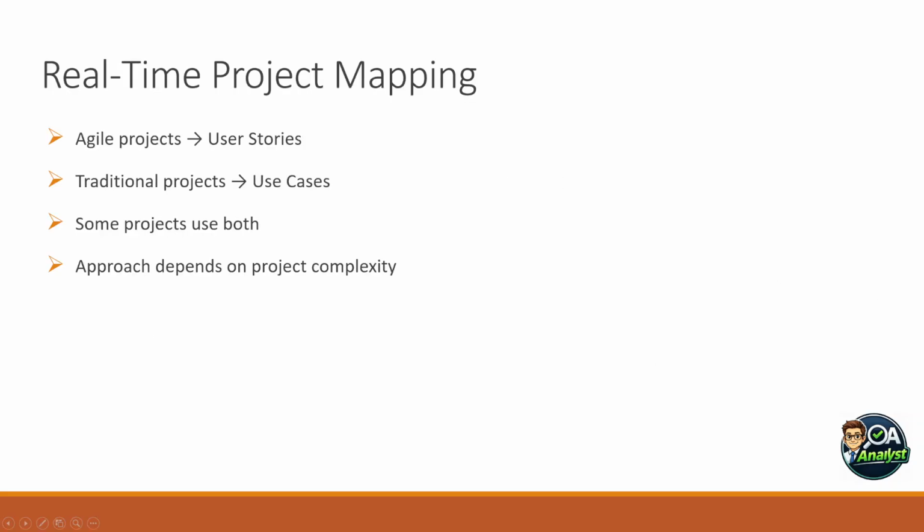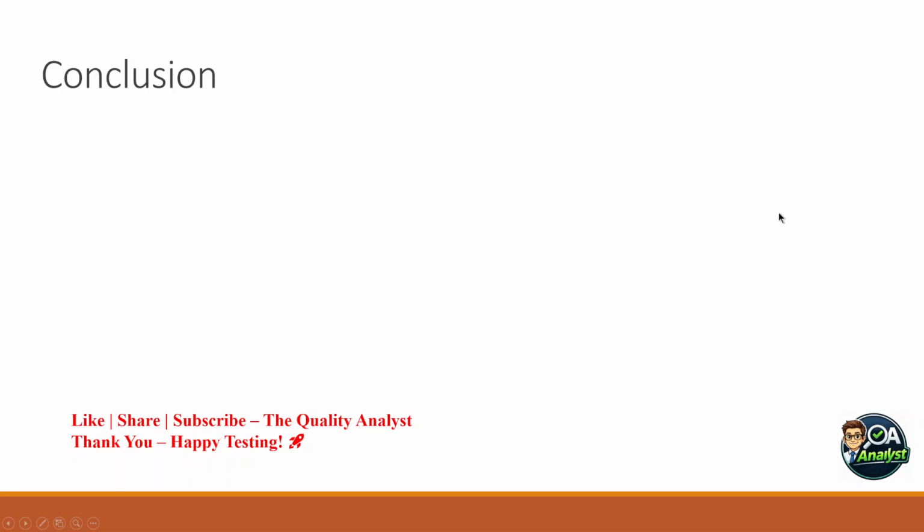In real projects, you might even see both. For example, an Agile team uses user stories, but testers create detailed test cases similar to use cases. So never think in black and white. Projects adapt based on maturity and complexity. In interviews, when asked about user stories versus use cases, always mention agile versus traditional mindset, level of detail, and tester's role. Interviewers are basically checking your practical understanding, not definitions.